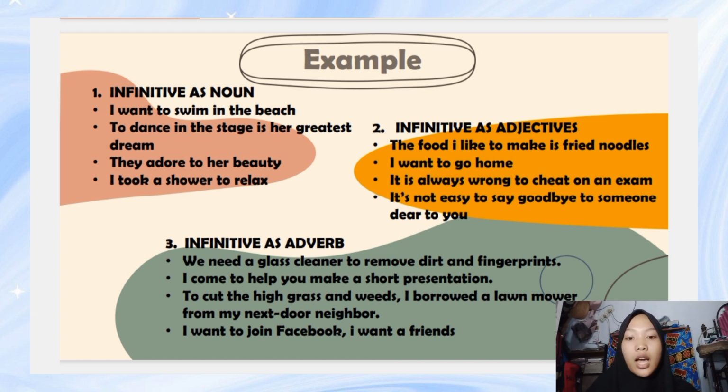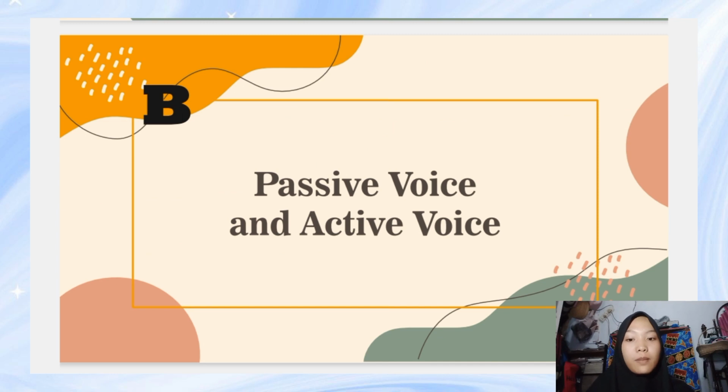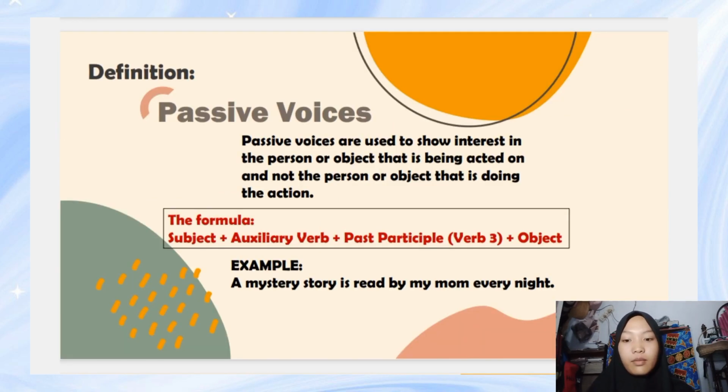I borrowed a lawn mower from my next door neighbor. In the last, I want to join Facebook. I want a friend. And next, material B, passive voice and active voice.